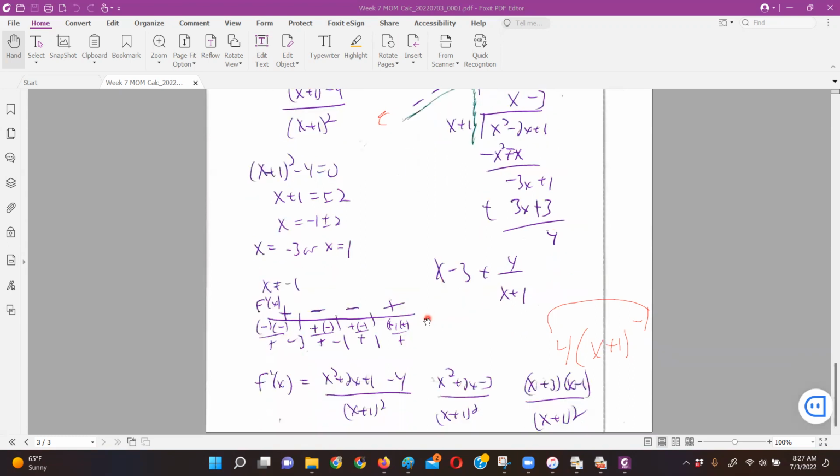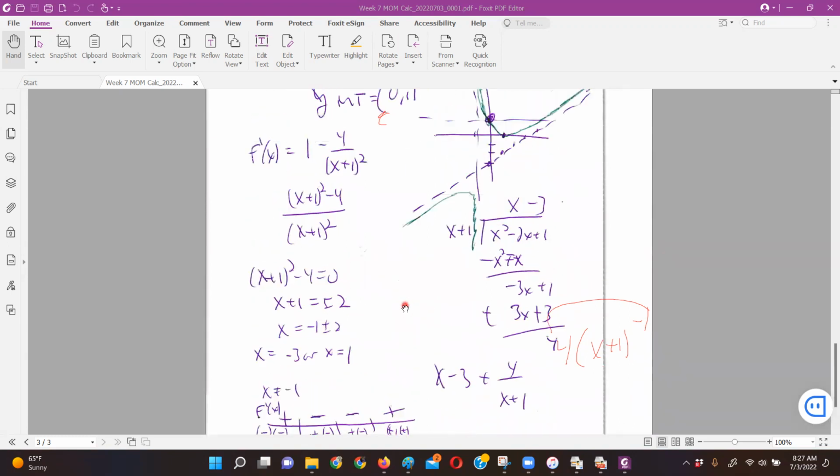Now the only thing I haven't done, and I didn't pay attention to the OpenMath problem enough, is calculate y values. I might need to go back and find the y value for x equals negative 3. We'll see. Let's go back and see what OpenMath wants.